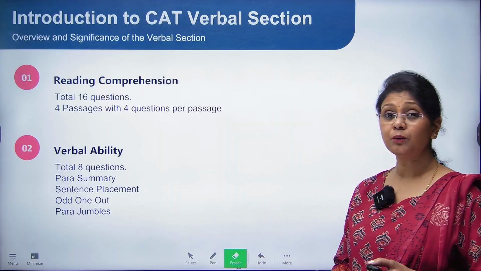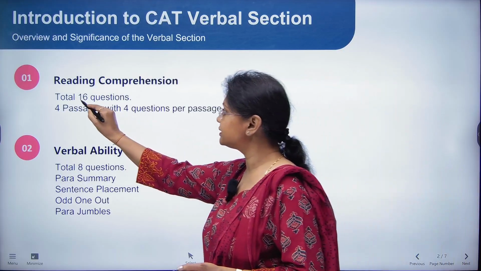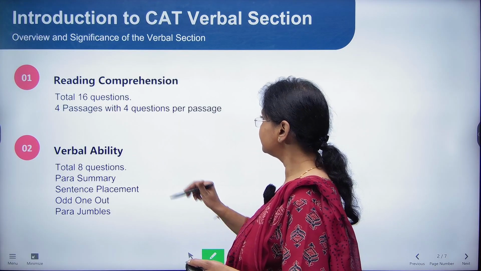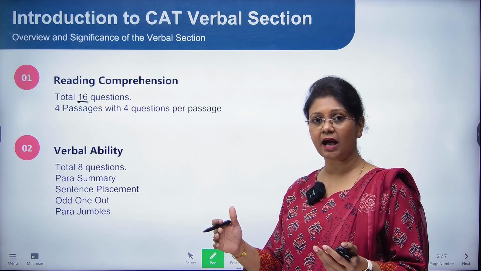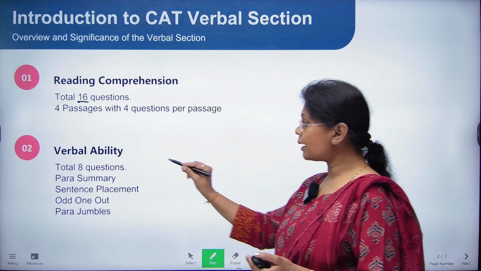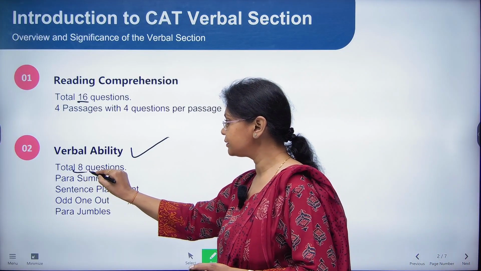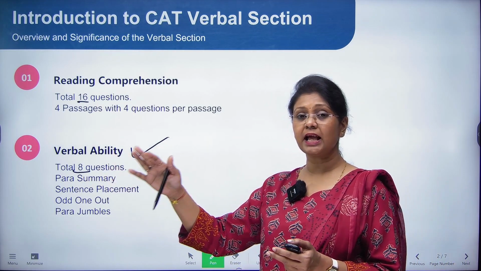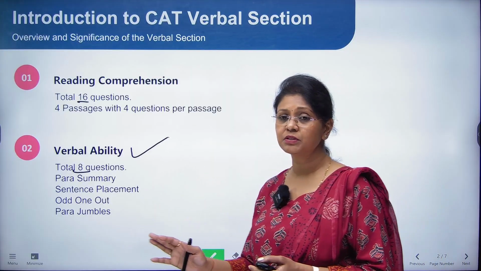Now, when it comes down to reading comprehension, I told you it gives you 16 questions in total. This is a number that you should keep in mind. It has been pretty consistent in the last couple of years. Now when it comes down to verbal ability, verbal ability gives you 8 questions. So there is a huge difference in terms of the number of questions in RC as well as VA. RC gives you 16 questions, verbal ability gives you 8 questions.